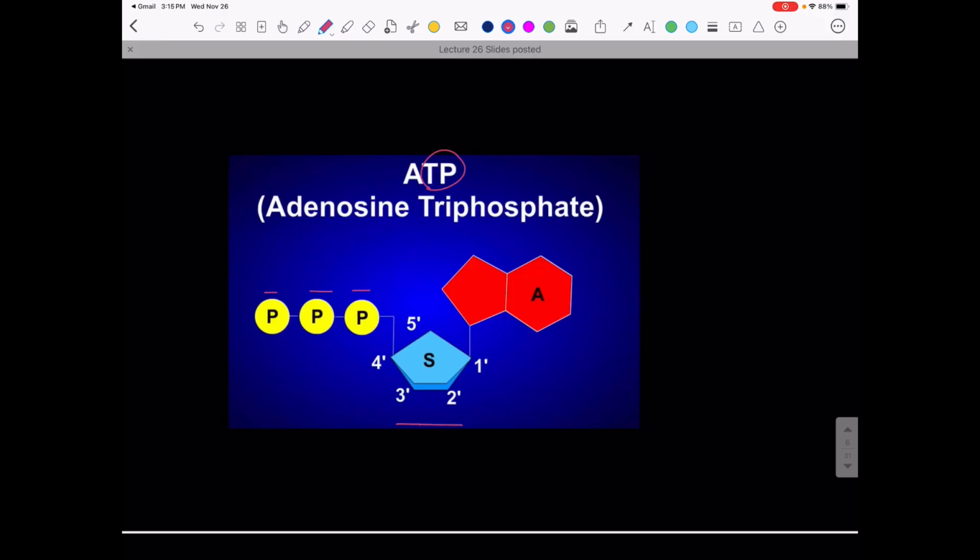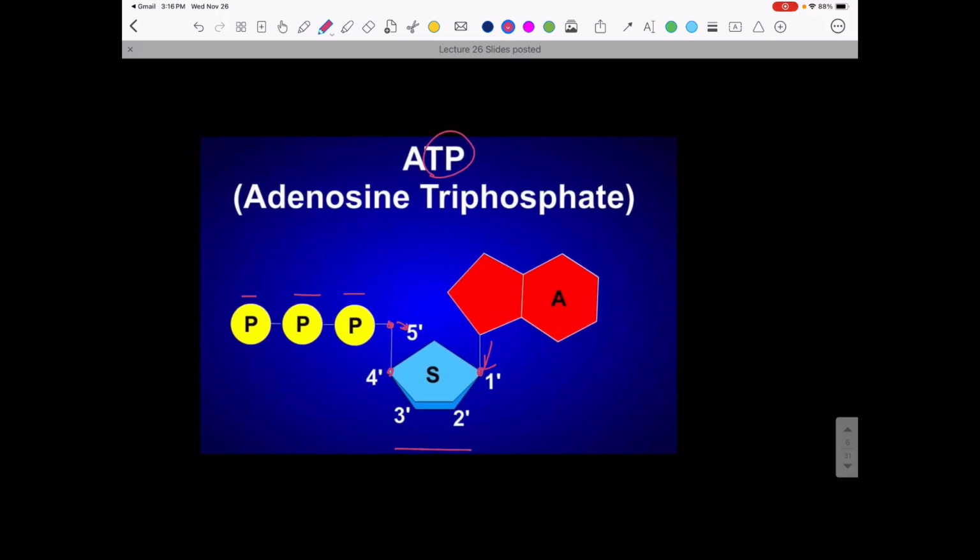The sugar has carbons numbered from 1 through 5. The nitrogenous base is attached to carbon number 1, whereas the phosphate groups are attached to carbon number 5 here. And 3 phosphates are in a linear chain, each of them having negative charges. Now, this is the most important molecule, and nature has chosen this to be the energy currency, such that hydrolysis of these phosphate groups leads to release of energy.